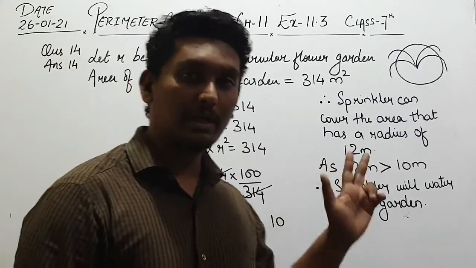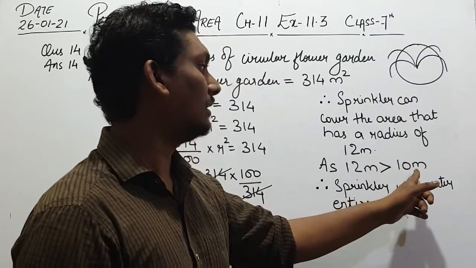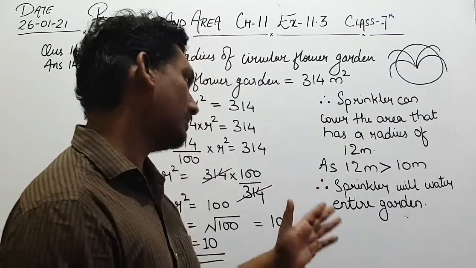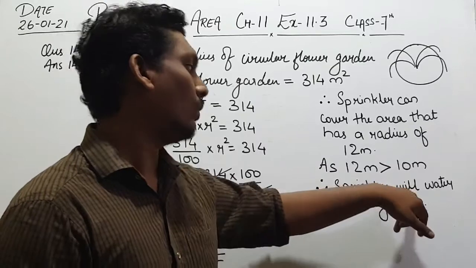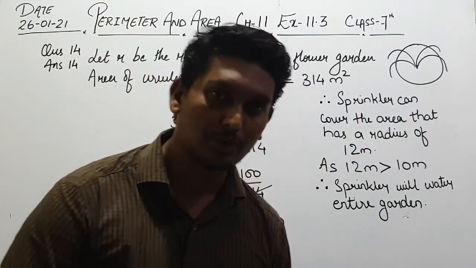In the question it is already given that the capacity of the sprinkler is up to 12 meter. We got the answer 10 meter, therefore the sprinkler will water the entire garden. Okay, hope the question is clear to you. Just go through it.